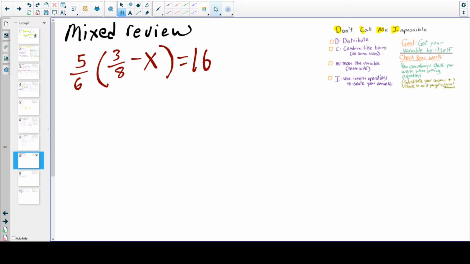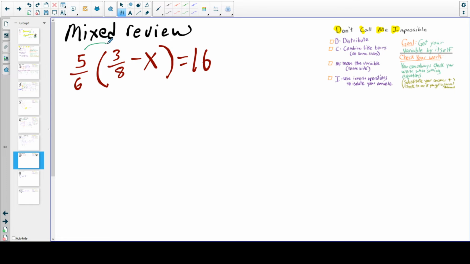Bam. Let's do some mixed review. This is a Regents question that they gave not too long ago. Let's use my favorite color. So, bam. A lot of you might be saying, wow, this looks really complicated because there's a bunch of fractions. There's nothing different between this question, or how we do this question, and any other question that we just did. Let's use DCMI. Can I distribute? Well, yeah, this 5/6 is being multiplied to this thing in parentheses.